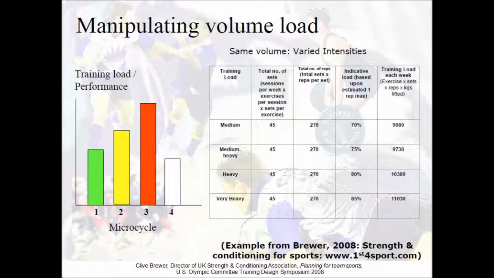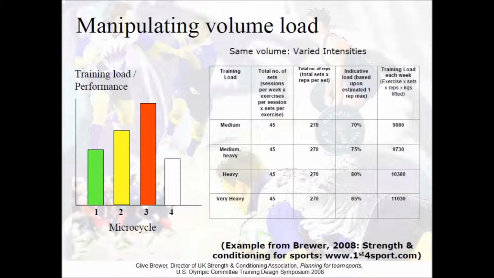If you look at the colors, they indicate as they go up: green, yellow, and red. Each week is an increase in training load. Training load is volume times intensity. Then in the fourth week, the training load goes down. That would be manipulating the volume load in order to increase high performance training.